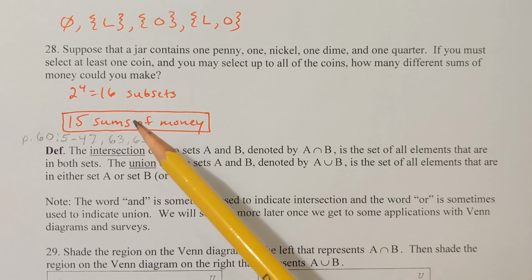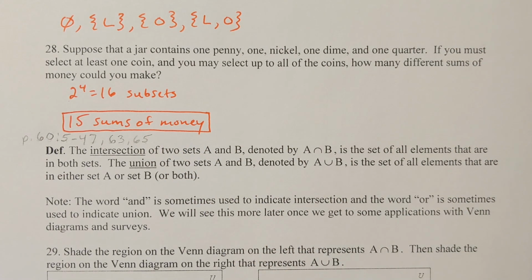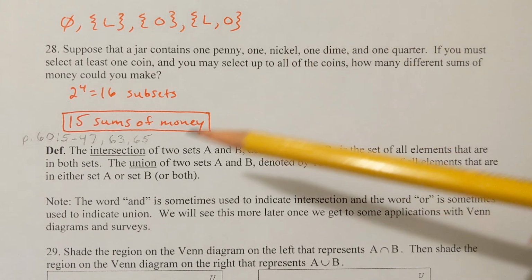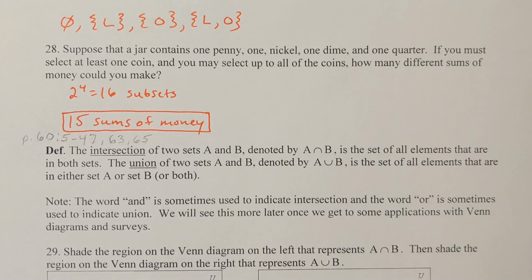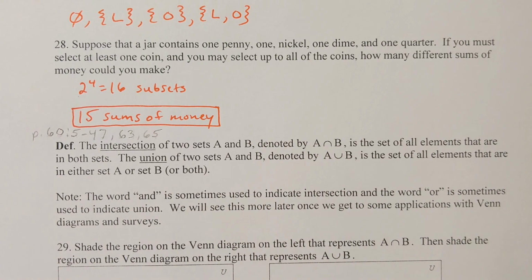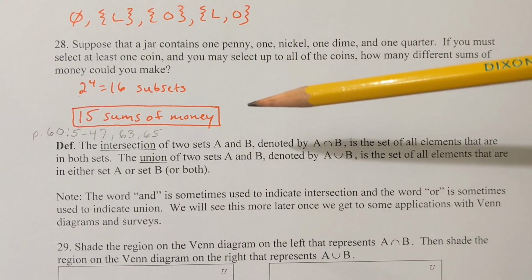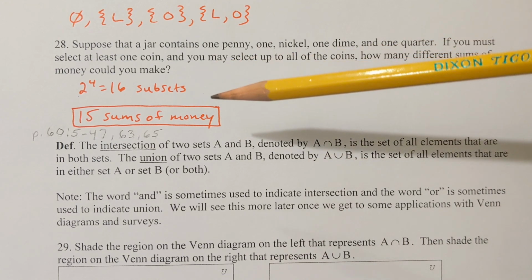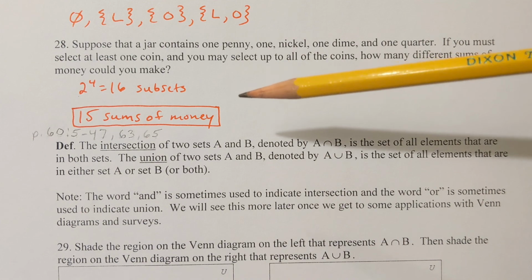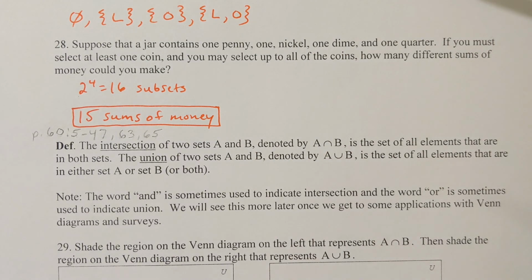Now, since I have to select a coin, that does not include the empty set. The empty set would be where I'd select nothing. There'd be 15 sums of money that I could make. If I were allowed to select anything, including nothing, then there'd be 16 sums of money that I could make. Since there are 16 subsets, that includes the set containing $0. But I'm disregarding that with the empty set there.